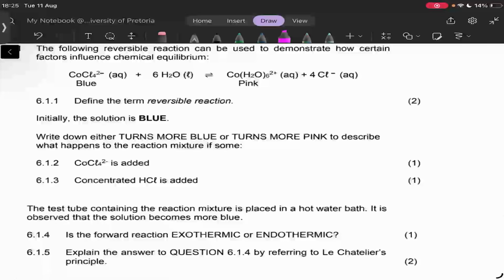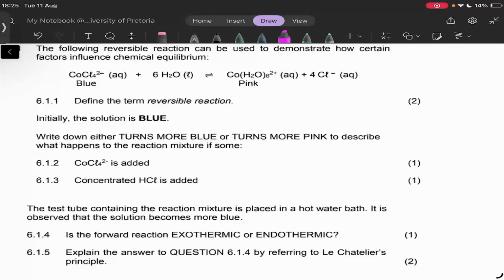We are told that we're given a reversible reaction and it can be used to demonstrate how certain factors influence chemical equilibrium. We're given the reaction over there, and 6.1.1 asks us to define the term reversible reaction. A reversible reaction is a reaction in which products can be converted back into reactants and vice versa. That's just a definition. All right, let's move onwards. Let's go to the next question.